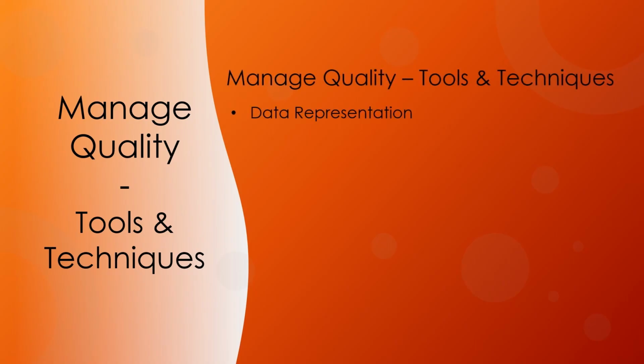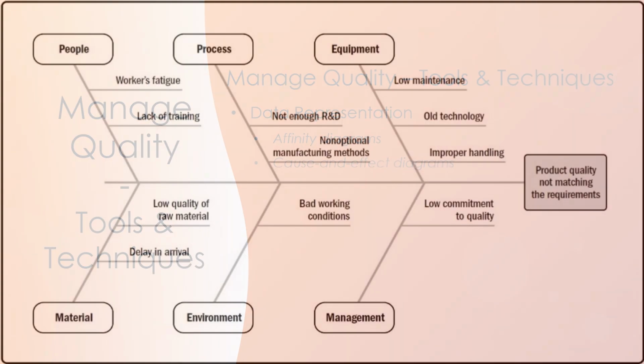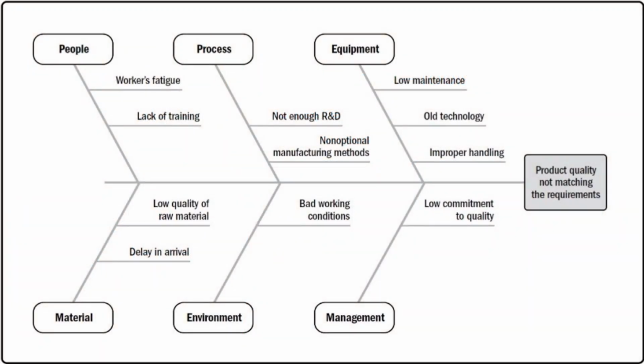Data representation techniques that can be used for this process include affinity diagrams, cause and effect diagrams, flowcharts, histograms, matrix diagrams, and scatter diagrams. Affinity diagrams can organize potential causes of defects into groups showing areas that should be focused on the most. Cause and effect diagrams are also known as fishbone diagrams, Why-Why diagrams, or Ishikawa diagrams.